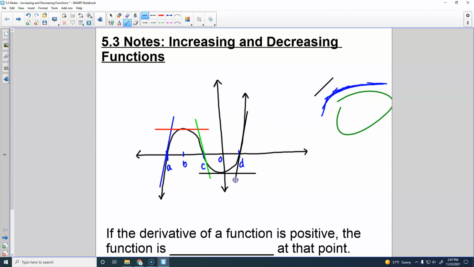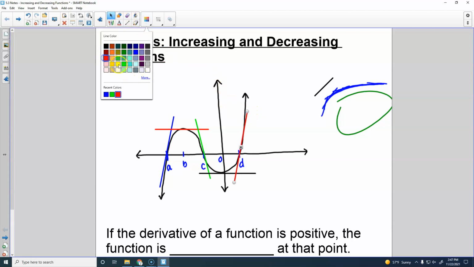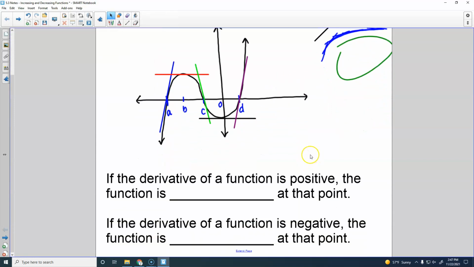Are we increasing or decreasing here at D? Increasing, positive tangent. Okay. So if the derivative of a function is positive, the function is increasing at that point. If the derivative of a function is negative, the function is decreasing.